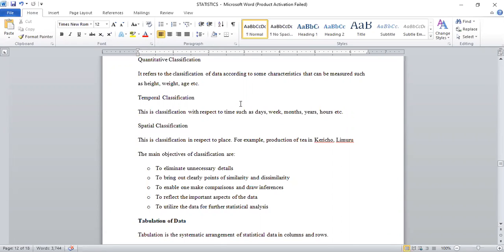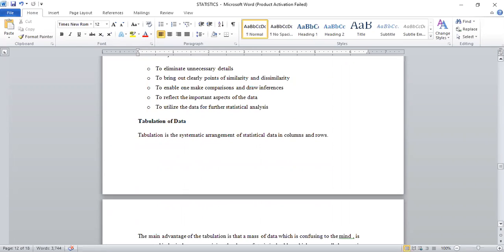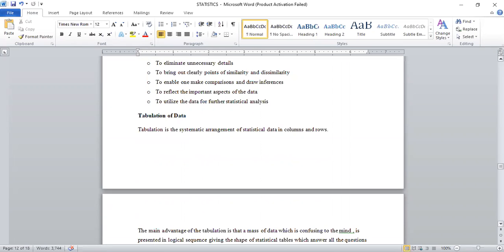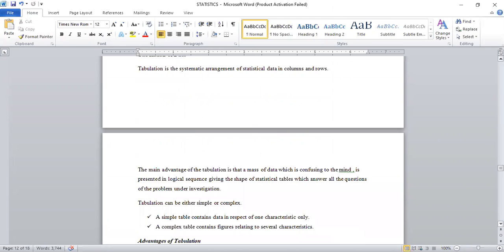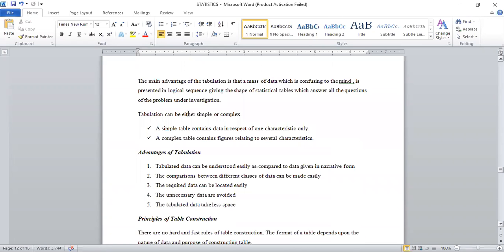After classification of data, you move on to tabulation of data, whereby you arrange your data in columns and rows. In this case, you are forming a table. So we have discussed how you come up with a table, but we have two types of table. It can be a simple table or a complex table.